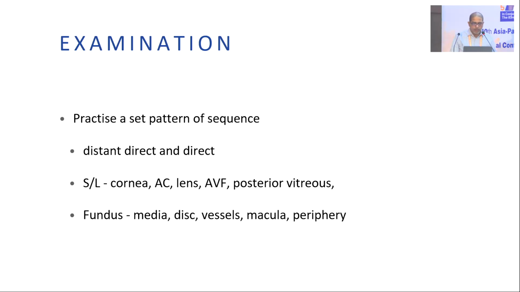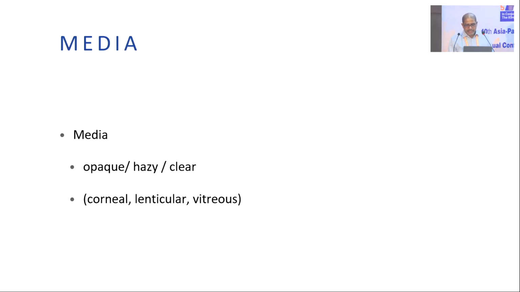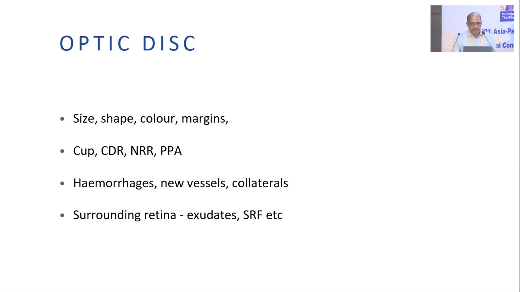So again, how to examine: just go about examining right from the media, vitreous, disc. Always practice set patterns so you don't miss things. When you're describing, you have to tell whether the media is clear or not, and why the media is not clear: whether it's a corneal opacity, or lenticular, or in the anterior chamber like flare and cells or hyphema, or vitreous hemorrhage or vitritis, or posterior vitreous detachment, or vitreous syneresis, and all those things.